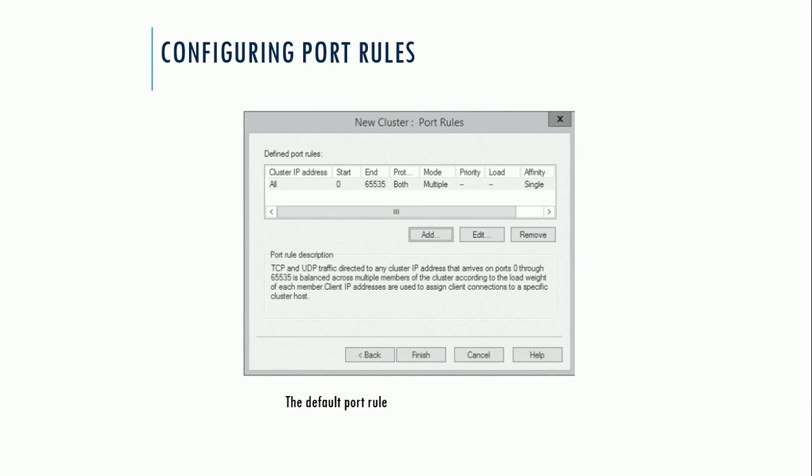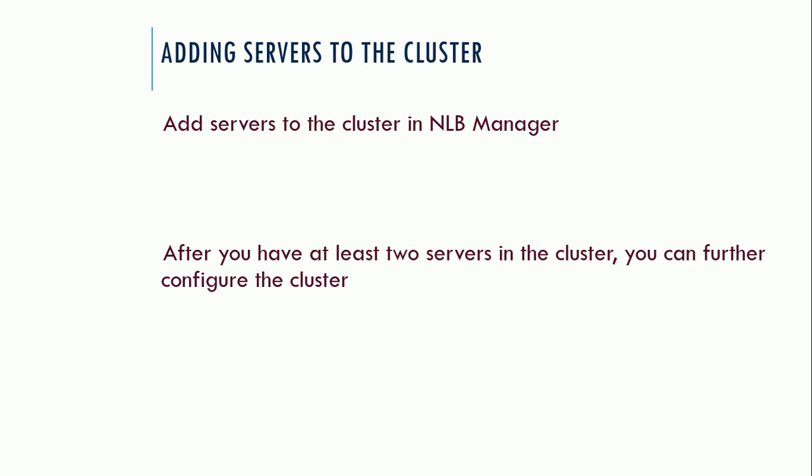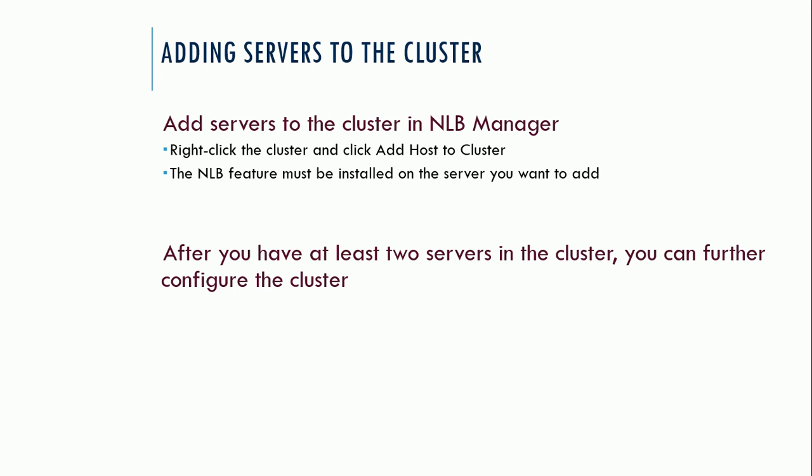It's generally best practice with the port rule to only allow the ports in the cluster that you're using for the services being offered. So you would only do port 80 and 443, for example, if this were for web services. So you're going to add servers to the cluster in the NLB manager. You're going to right-click in the cluster and then add a host to the cluster. This is how you create new nodes in the cluster.